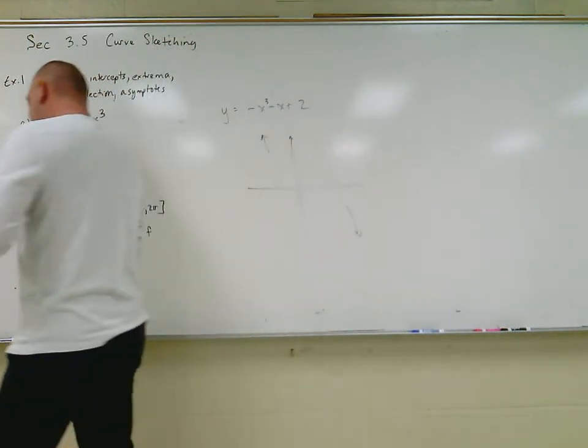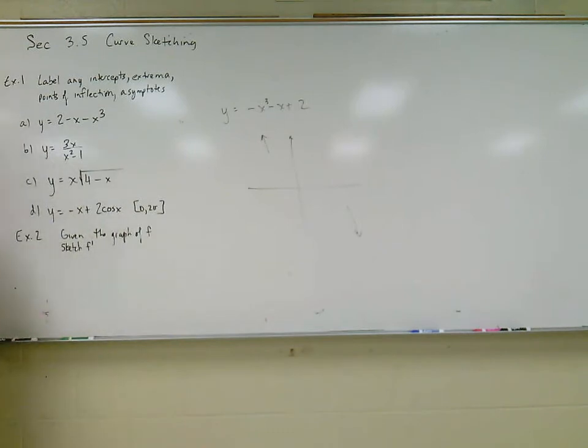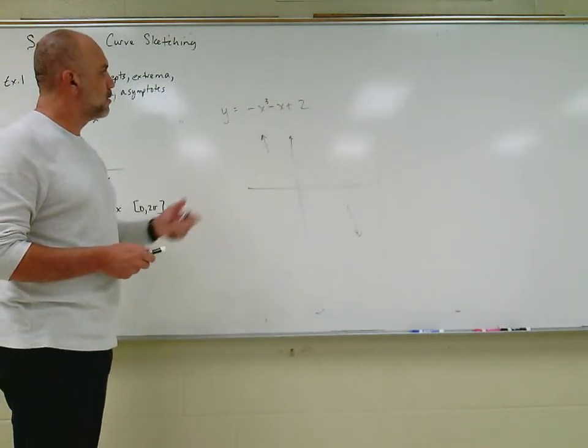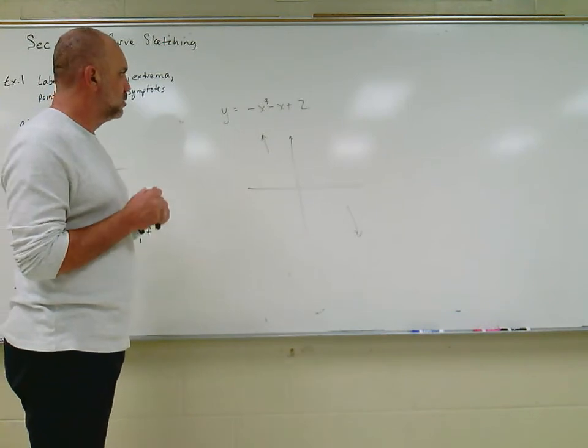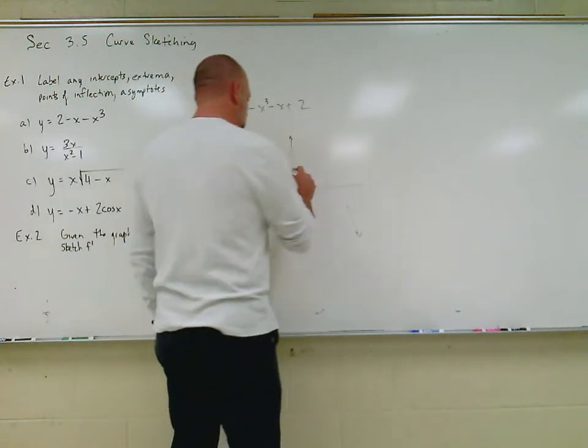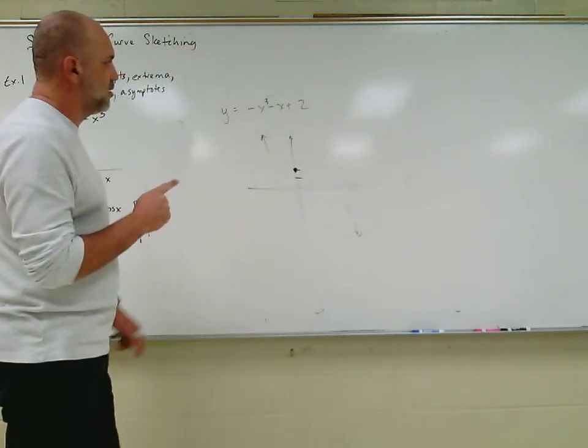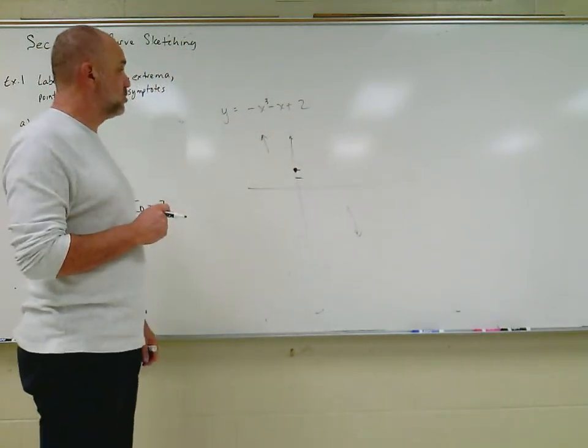Okay? If it's easy to get the x-intercepts, I'll get them. If it's not easy, then I'm going to just ignore it and move on. So the only intercept I can see very easily is which intercept? The y-intercept, which is what? 0, 2. All right, so I'm just going to move on to that. So right now I've got the end behavior, and I've got that the y-intercept is 0, 2.